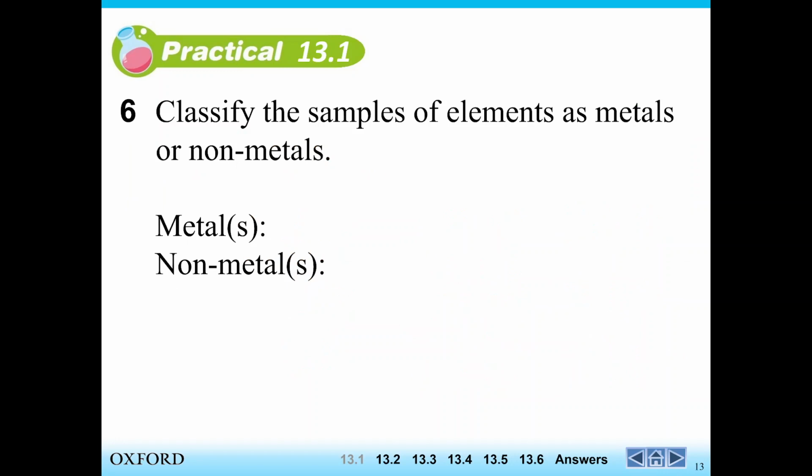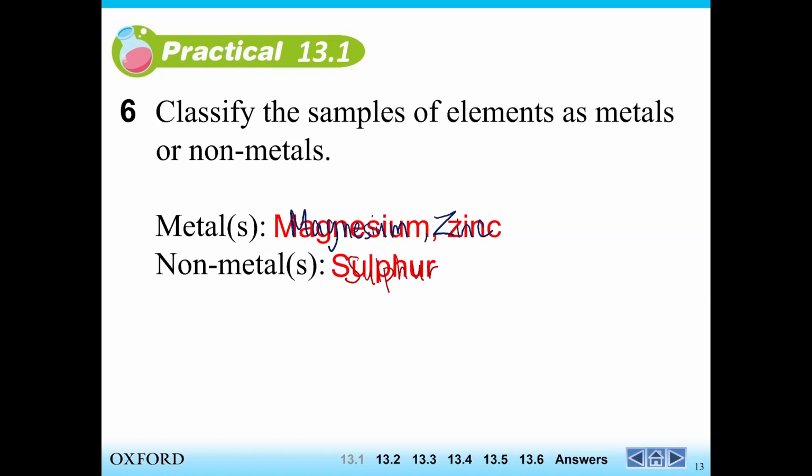So here, classify the samples of elements as metals or non-metals. Metals here, very simple. Magnesium was the metal, and the other was zinc. And the non-metal here was sulfur. Okay, that should be simple.